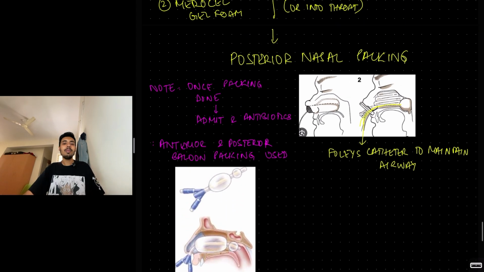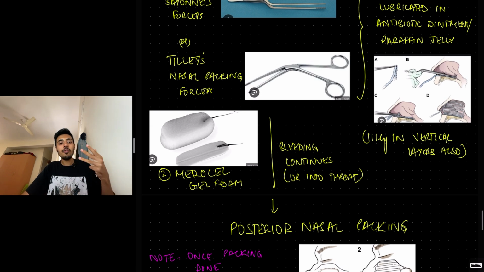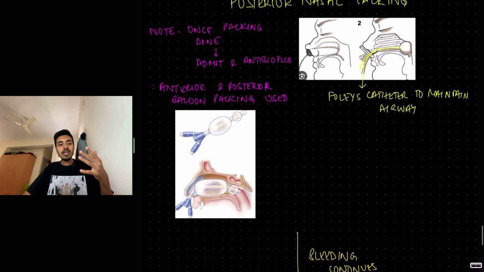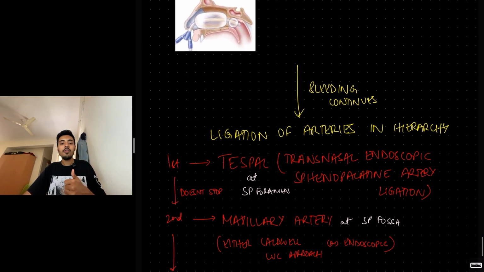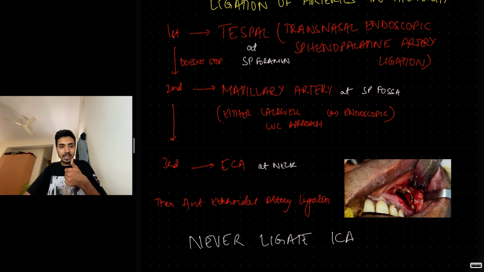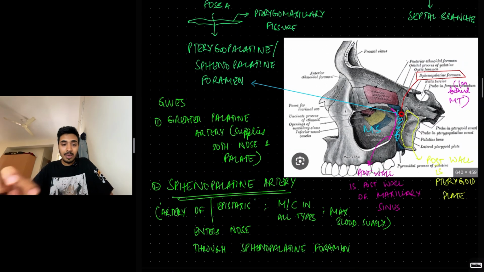So how do we manage it? First, Hippocratic method, Trotter's method, then go for cautery plus topical nasal decongestant, then go for anterior nasal packing, then go for posterior nasal packing. If that doesn't work, go for arterial ligation in the order of hierarchy. So first, TESPAL, sphenopalatine artery, then maxillary artery, then external carotid artery. Never ligate the internal carotid artery. That's it for epistaxis.